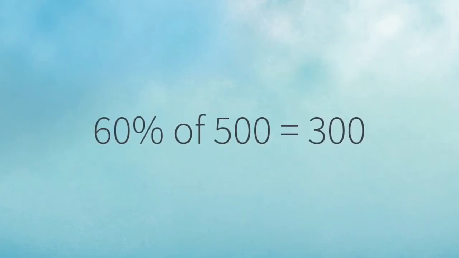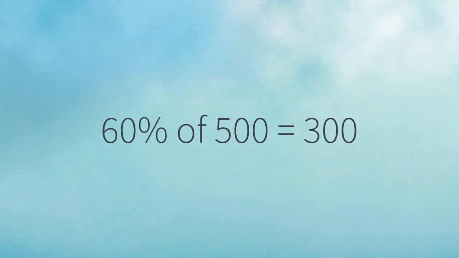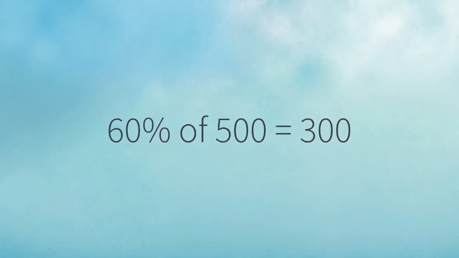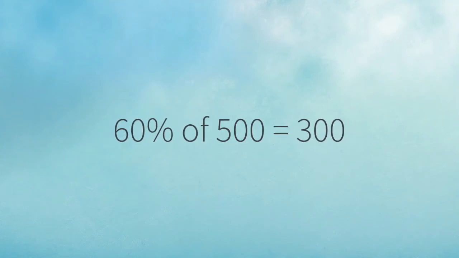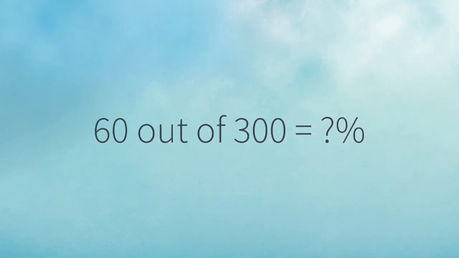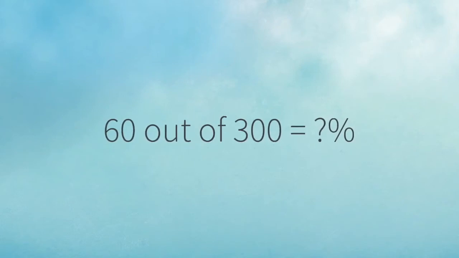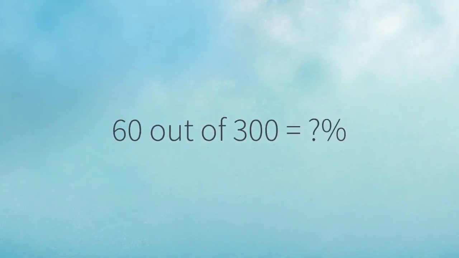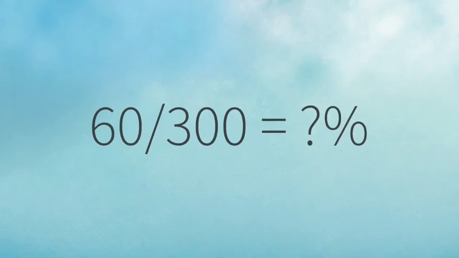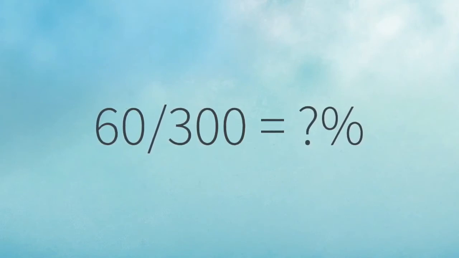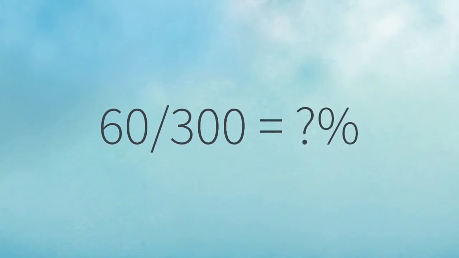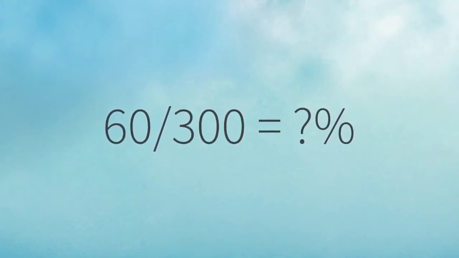And so, 300 out of 500 is the same as 300 out of what? 500. And so, we've shown that 60%, the part, of 500, the whole, is equal to the part 300. Now what about this? 60 out of 300 is equal to what percent? 60 out of 300. Well, 60 is the part because it's coming out of a larger whole, which is 300. So here's our part and our whole for our value.